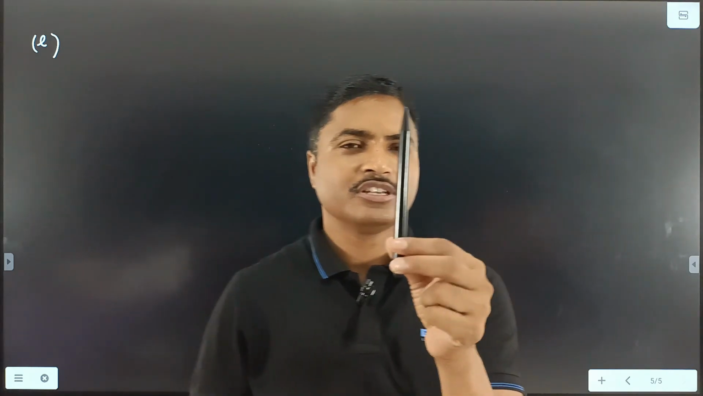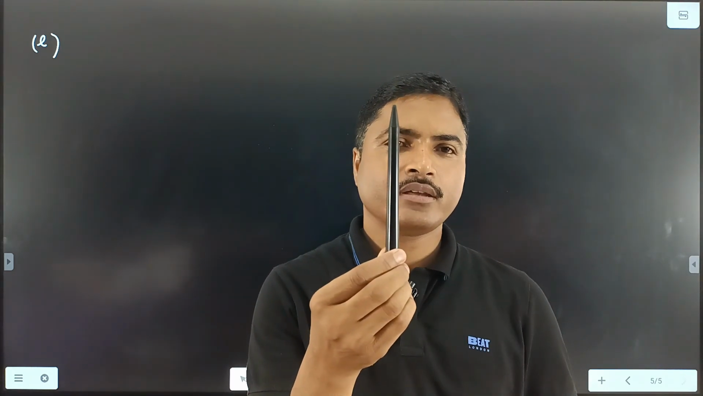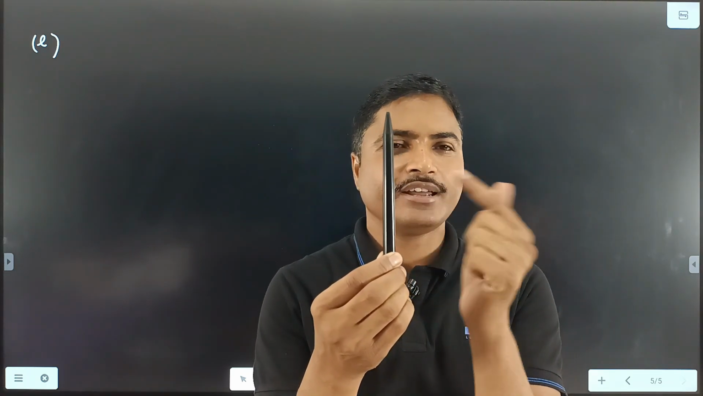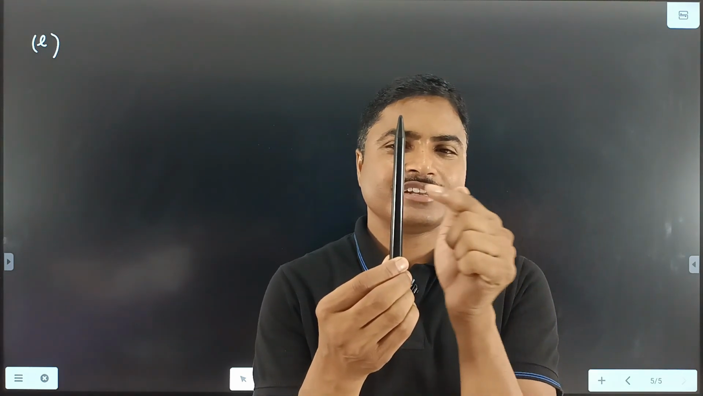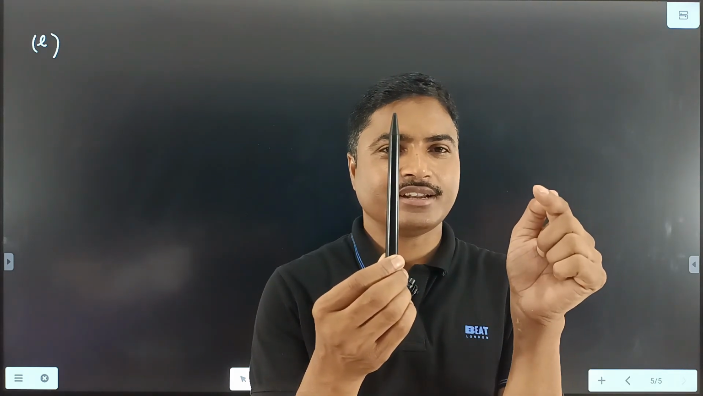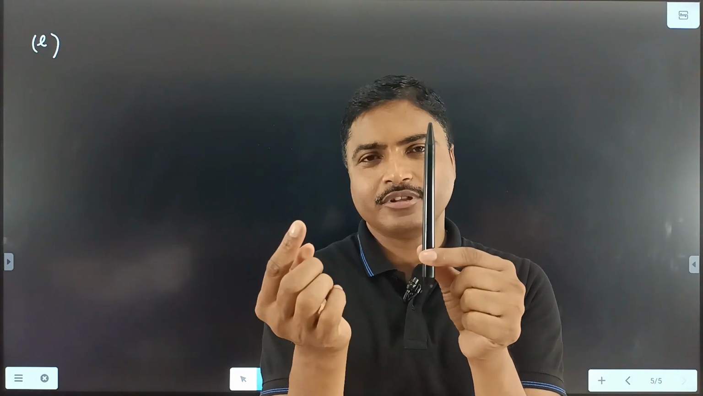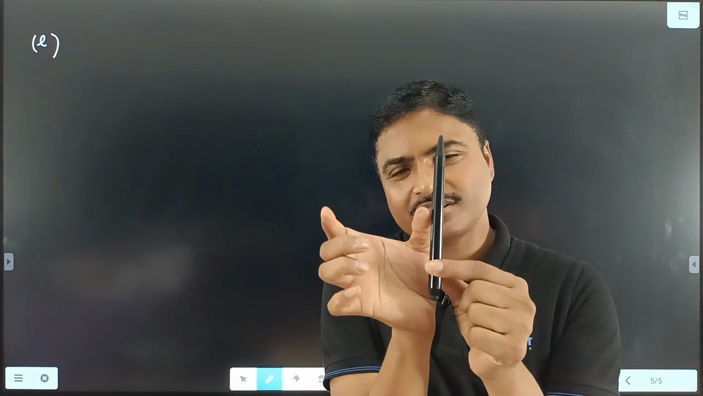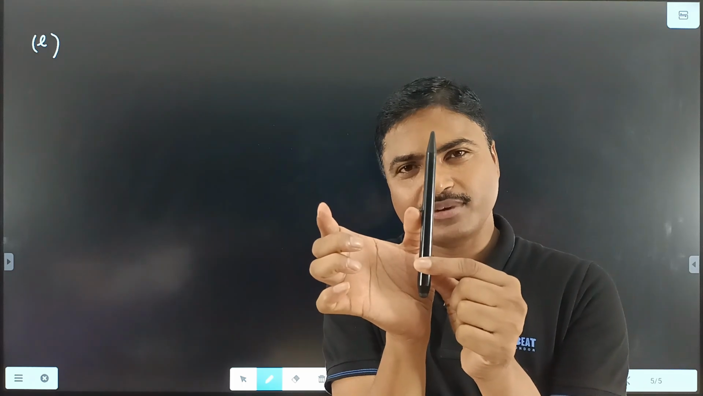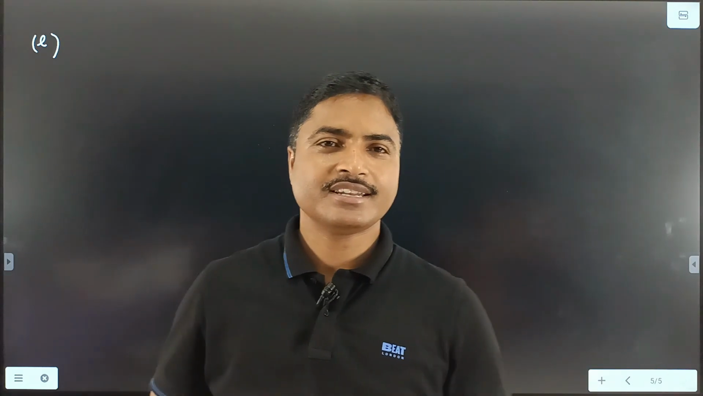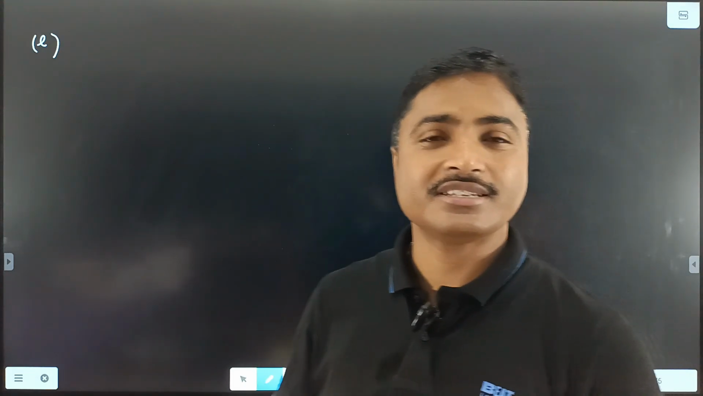That means suppose this one is your plane mirror. An object is situated at this point, and this is the distance between the plane mirror and the object. So this distance is known as the object distance, and its image is formed in the back side of the mirror. Suppose this is the position of the image, and this is the distance of the image. That means the distance of the image is always the same as the distance of the object.